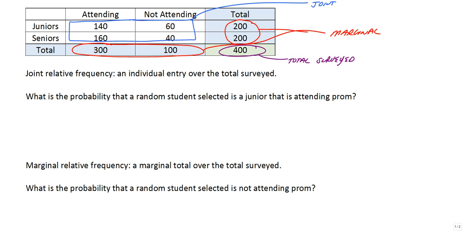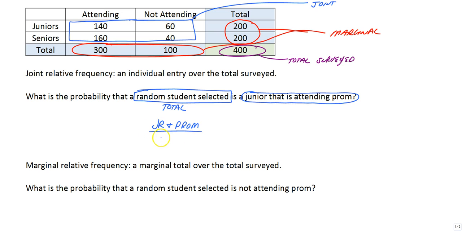So whenever we're talking about probability, you have to remember it's kind of the success over the total in that specific group that we're talking about. So the total is just a random student selected. So that's going to be our total, or the pool of students that we are allowed to select from. And this student has to be a junior and attending prom. So this is a joint relative frequency because we're taking one of the joint pieces, in this case juniors that are attending prom, so that would be junior and prom, divided by total students.